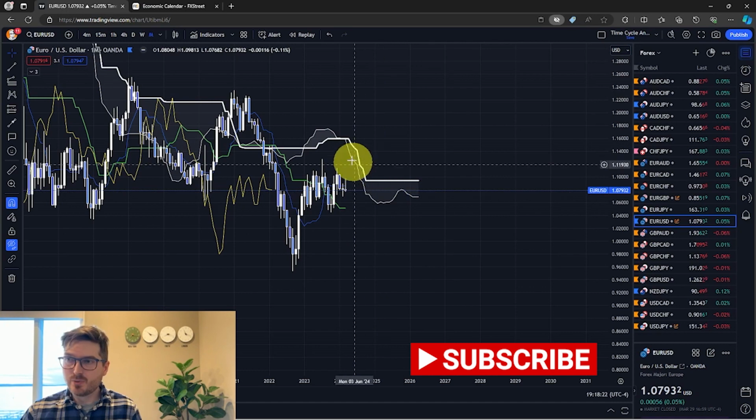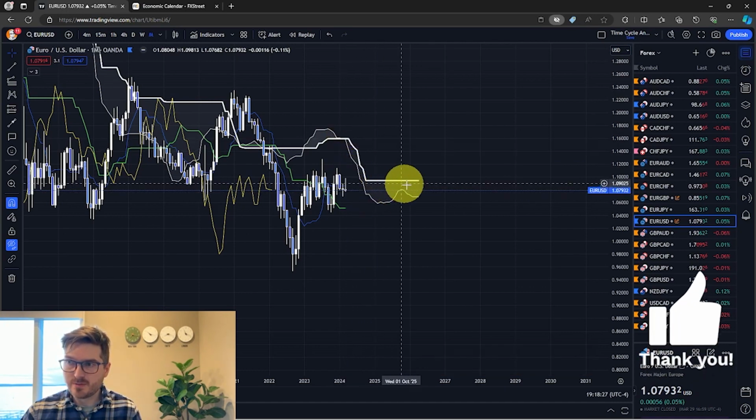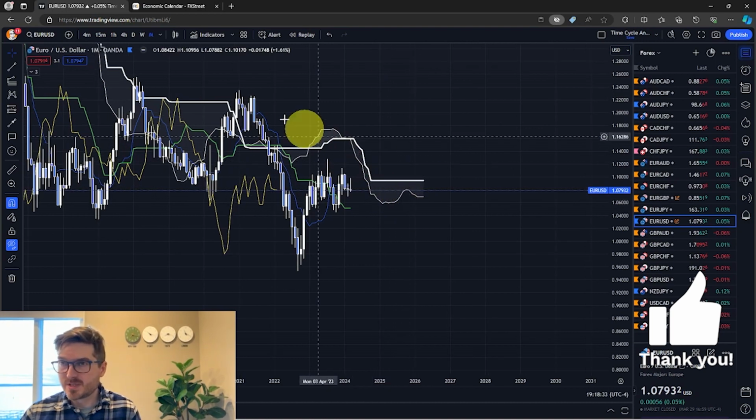We have a nice bullish Kumo cloud here. It was thin to get started with, but now we've started to build a nice consolidation and a nice base, and we're starting to get some more steam in this cloud. So let's go to the weekly.